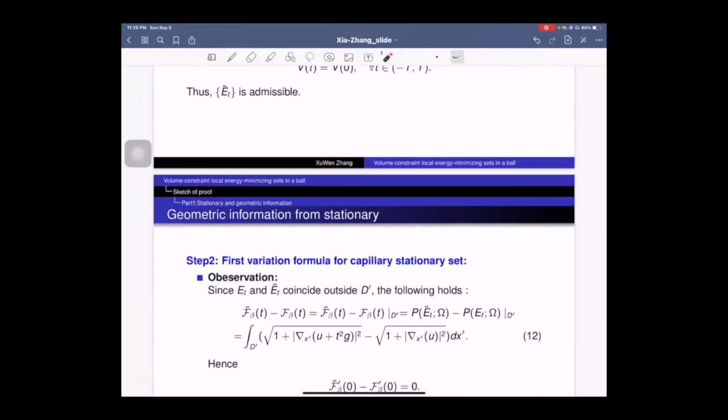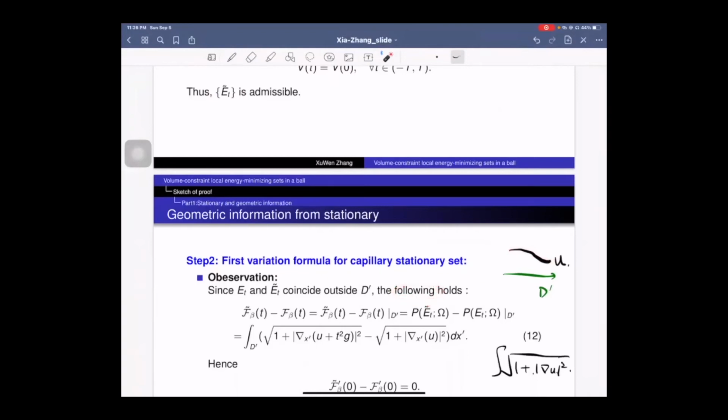And another advantage of using local graph is that the surface area is easy to compute. Again, this is E, this is D prime, and this is u. Then the surface area of u can be easily computed by the integration of the square root of 1 plus the gradient square of the graph function. And now we have the following.